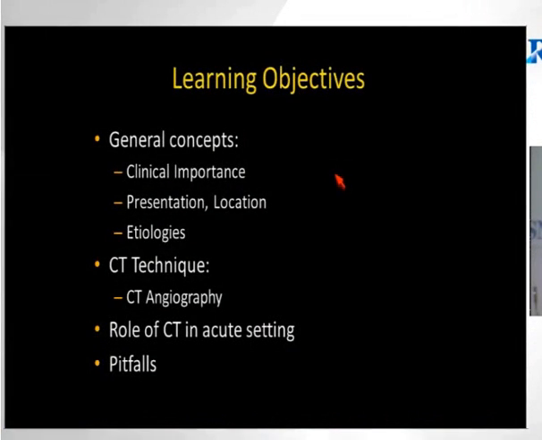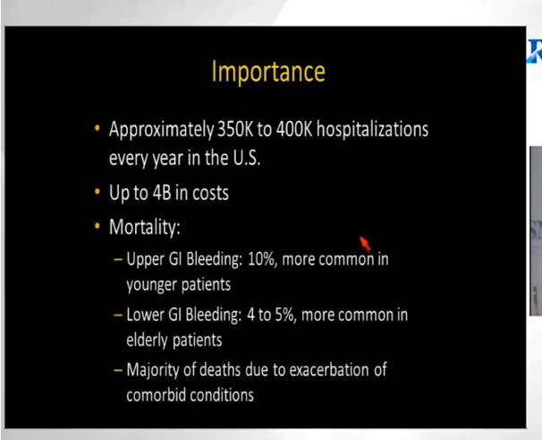So what we will cover during these 22 or 23 minutes is some general concepts about the clinical importance of gastrointestinal bleeding, how patients present clinically based on the location of the bleed, the various etiologies, again, deciding on where the patient is bleeding from. Specifically, I will discuss how we use CT angiography in this very important clinical condition, how CT has been incorporated increasingly into the acute care of these patients, and I will finish with some pitfalls in the imaging diagnosis.